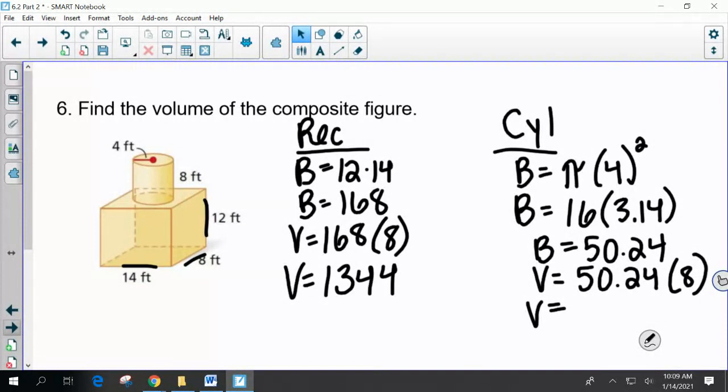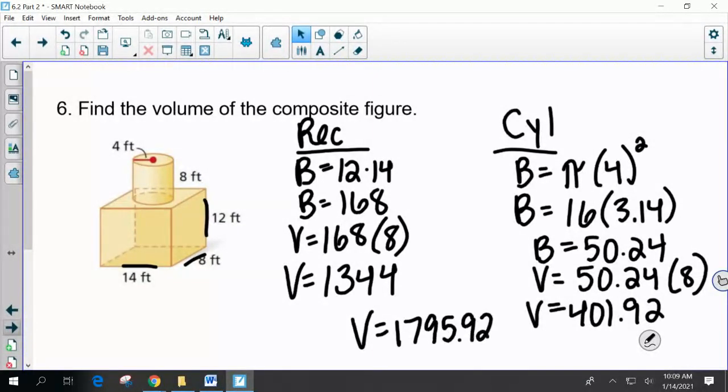And then what do you get? 401.9. Okay, and then what do I have to do with them? Add the two totals together. It's 1,745.92. And this is feet cubed.